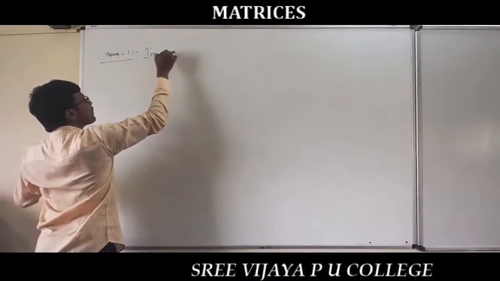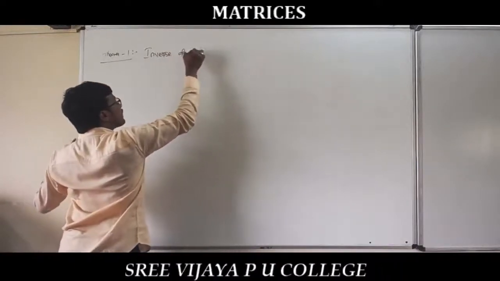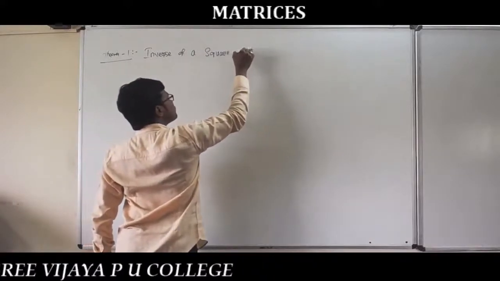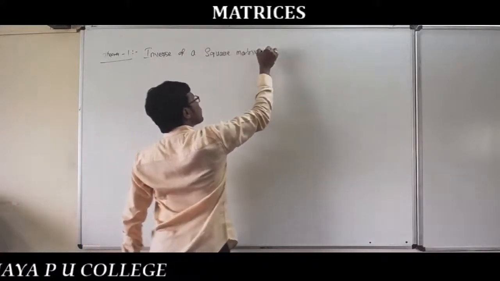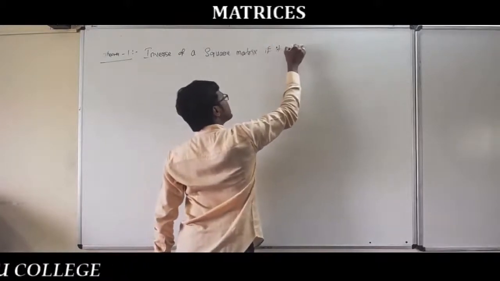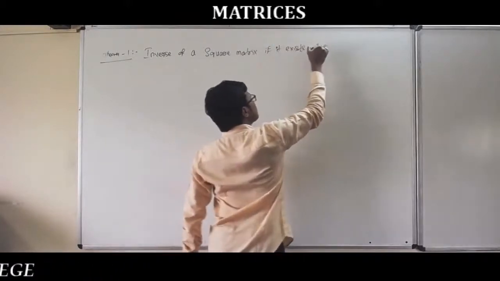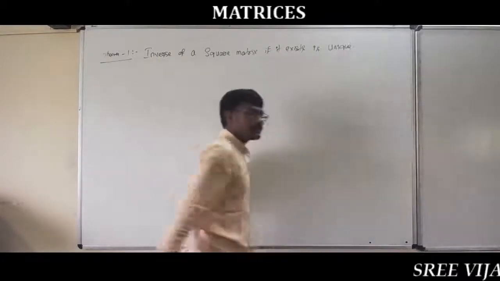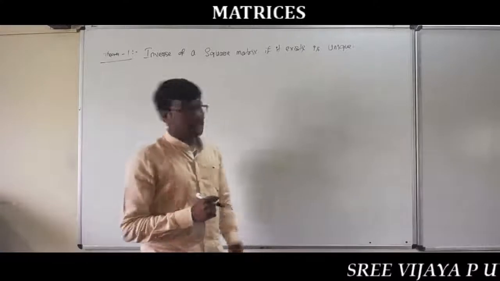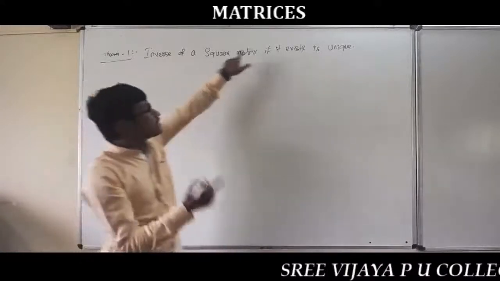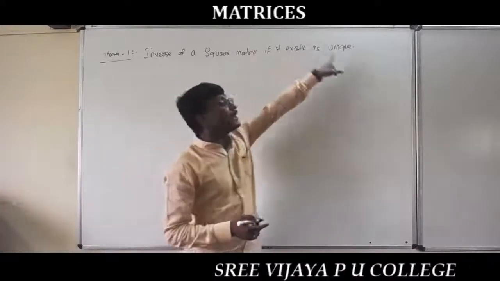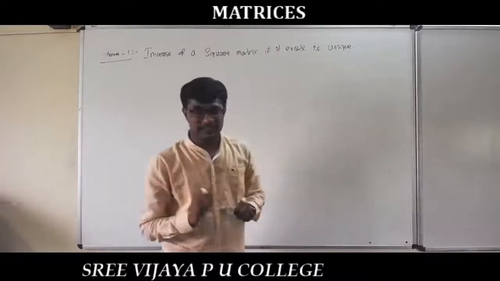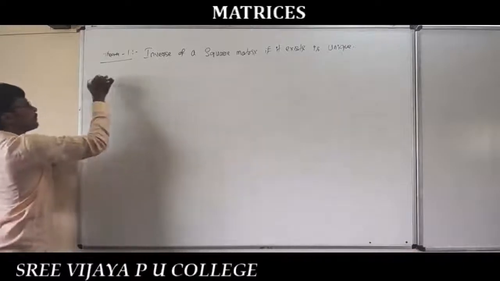the inverse of a square matrix, if it exists, is unique. So means if you take any square matrix, if its inverse exists, that is a unique value. Means for any matrix you will get only one inverse, you will not get multiple inverses. So let us take the proof.